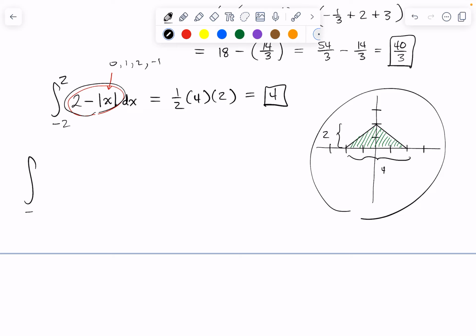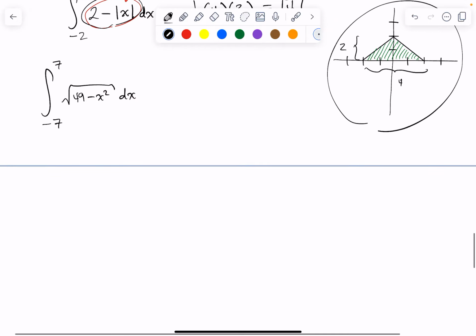Let's do the integral from -7 to 7. This one's going to be a doozy. The square root of 49 minus x squared. This is the very last one we're going to do.